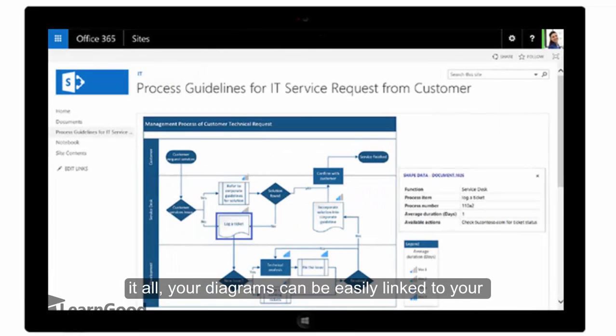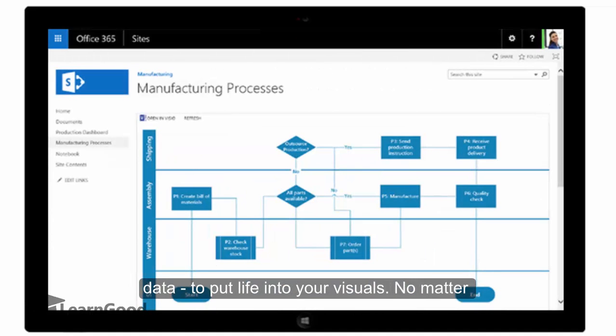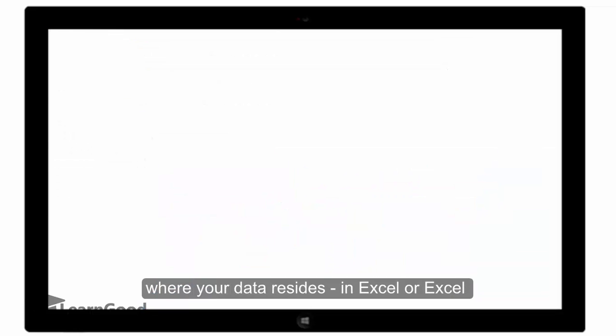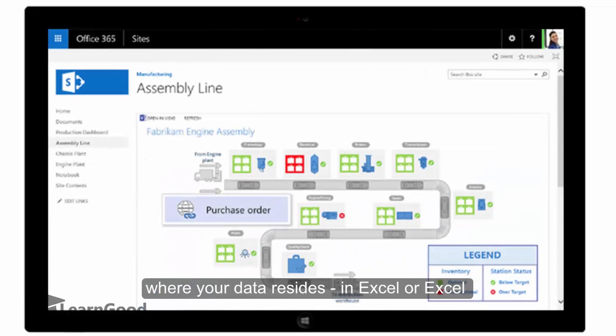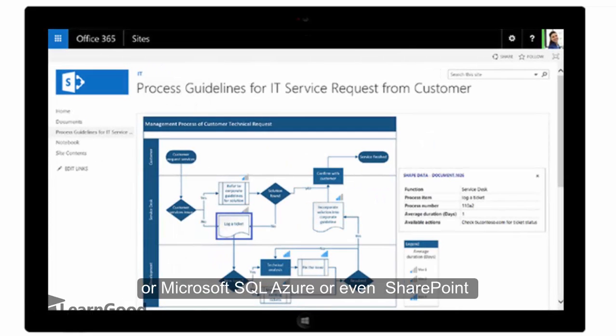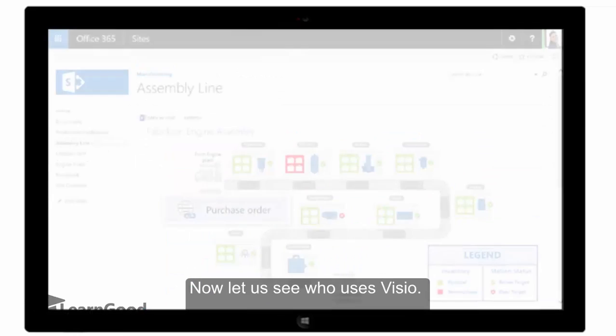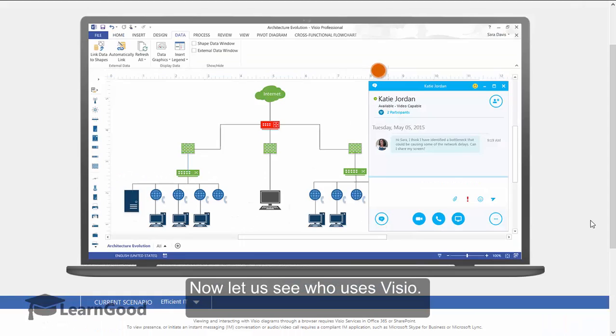And to top it all, your diagrams can be easily linked to your data to put life into your visuals. No matter where your data resides, in Excel or Excel services, Active Directory, Microsoft SQL Server or Microsoft SQL Azure, or even SharePoint lists. Now, let us see who uses Visio.